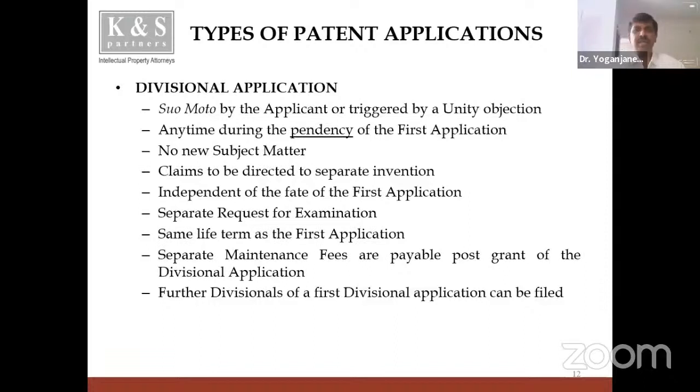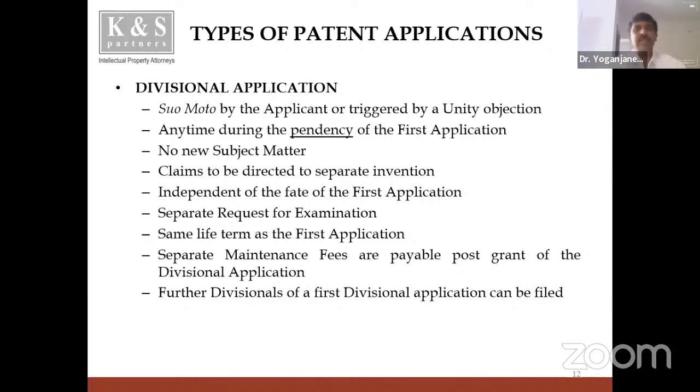If we file multiple inventions in one single application, then there will be an objection raised by the Indian Patent Office saying that this particular application contains multiple inventions. So only one invention will be allowed. Please choose that invention and let us file the application, and you can file divisional applications for the remaining inventions. That is the kind of objection we get from the patent office if we include multiple inventions in a single application.